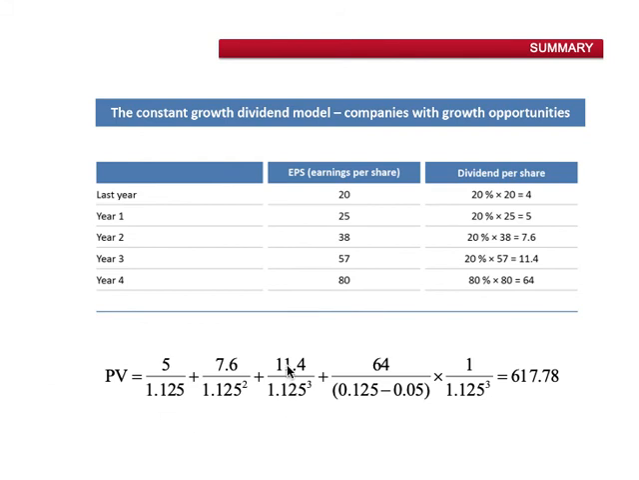So the present value calculations of the first 3 dividend payments is what you can see here. So this is 5, 7.6 and 11.4. Then the terminal value gives you the present value of the dividend payment of year 4 and beyond at T3. So we need to discount that 3 years back as well. In total, the stock price is going to be 617 euro and 78 cents.